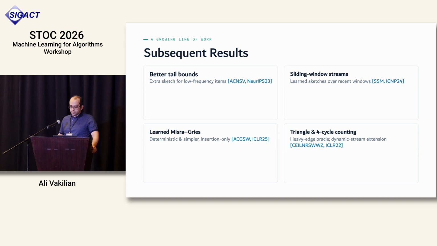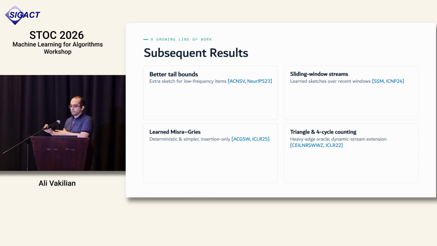Okay, and that was one line of research: using this oracle to get better streaming algorithms. There has been subsequent work on that, getting better tail bounds, and looking at this problem in a sliding window stream. I talked about the hashing-based algorithm for frequency estimation, but there are also more deterministic algorithms like the Misra-Gries algorithm. They can also be equipped with these learning-augmented techniques.